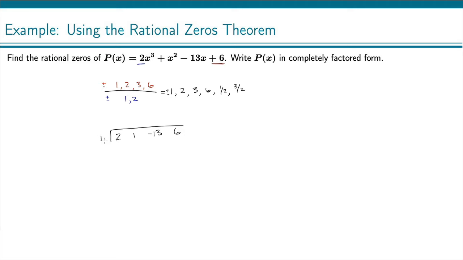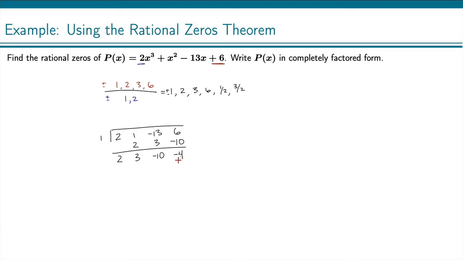So I have my 1 out here. Bring my 2 down. 2 times 1 is 2. 1 plus 2 is 3. 3 times 1 is 3. Negative 13 plus 3 is negative 10. Negative 10 times 1 is negative 10. And then 6 plus negative 10 is negative 4.